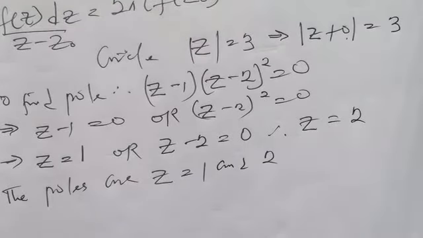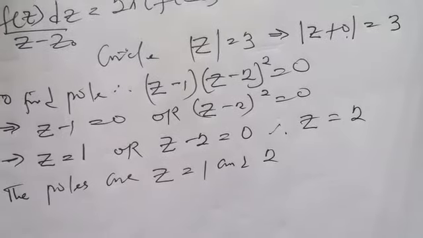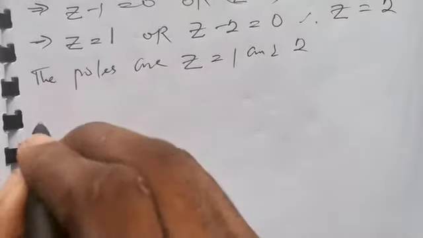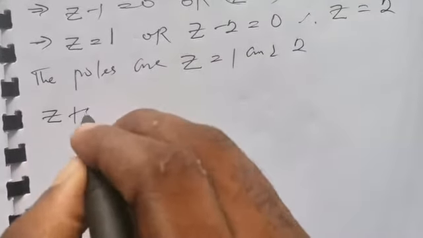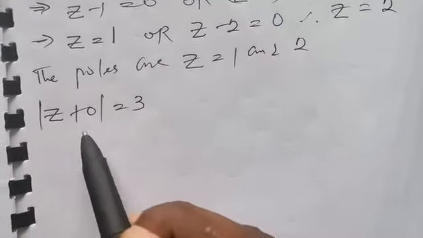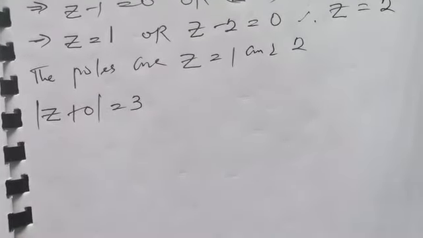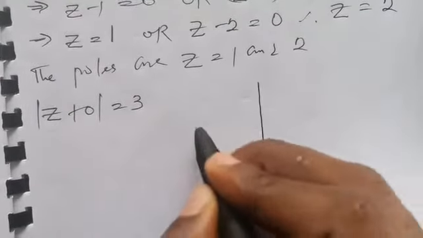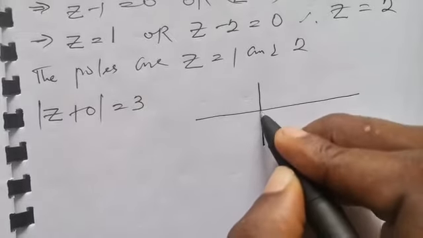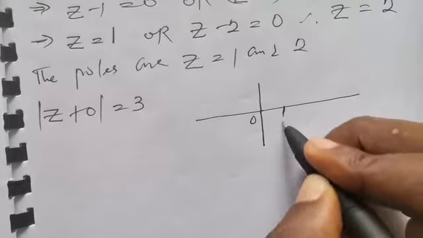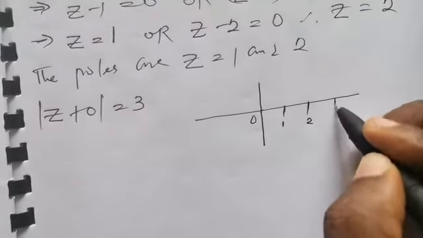These are our poles. Now we need to plot the circle and confirm that the poles fall within the circle. From the circle you are given |z − 0| = 3. I explained that 0 is the center of the circle, whereas 3 is the radius. So you plot your circle. This is your complex plane. This is the origin, which is 0. You have here to be 1, here to be 2, and here to be 3.